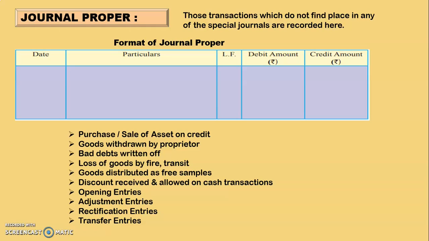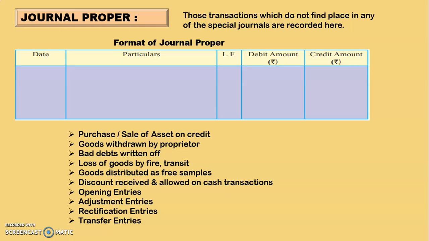Purchase or sale of asset on credit. That is, if you have purchased any asset or sold any asset on credit, then this will be recorded in journal proper. We have to pass a journal entry for the same. If goods are withdrawn by the proprietor, then bad debts which are written off, loss of goods by fire or loss of goods in transit, goods distributed as free samples, all this will be recorded in journal proper in the form of journal entries. Discount received and allowed on cash transactions. For the amount of discount, we have to pass the journal entry which will be recorded in journal proper.